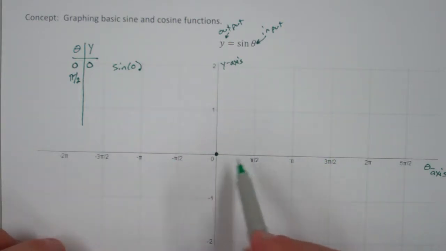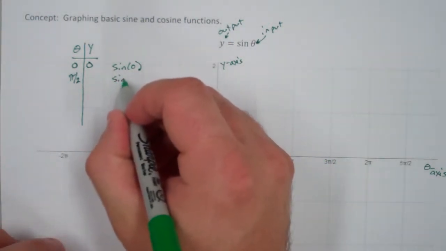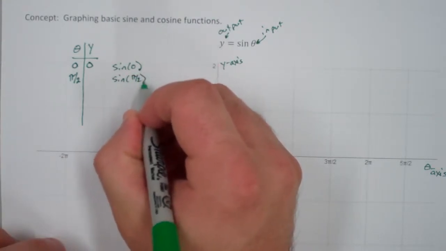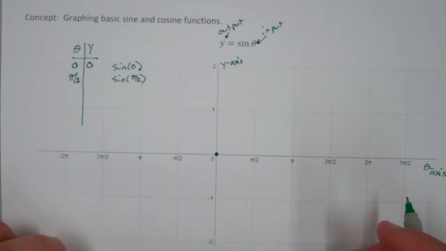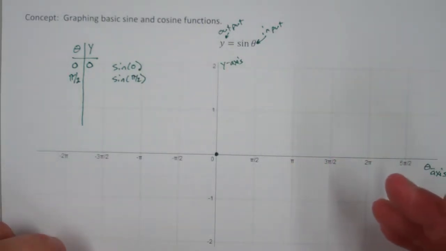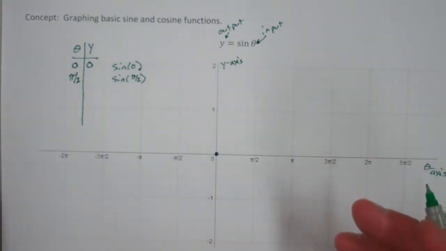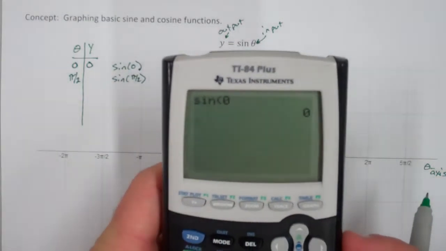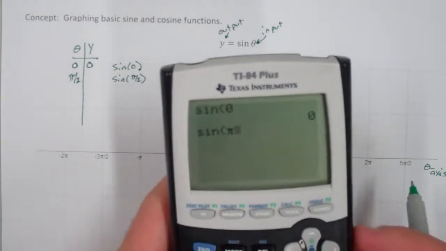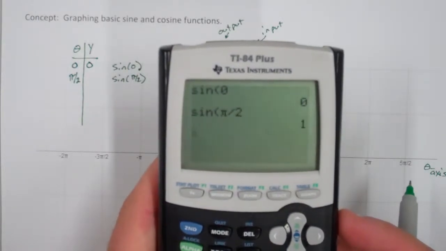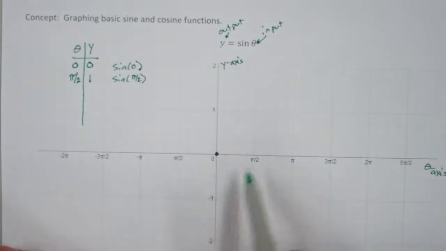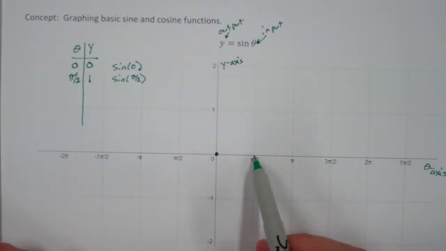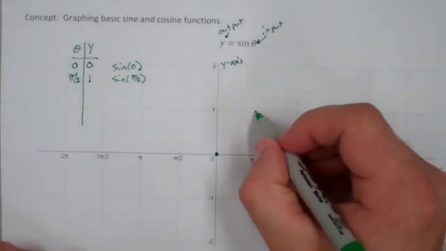So we know that pi over 2 here, to find the y value, we can just take the sine of pi over 2. Some of you who are using the unit circle know that the y value at pi over 2, which is also 90 degrees, is 1. Let's see if our calculator agrees with that assessment. So we can just do the sine of pi divided by 2 and hit enter, and it is 1. We can plot that point. The input is pi over 2 and the output is 1.